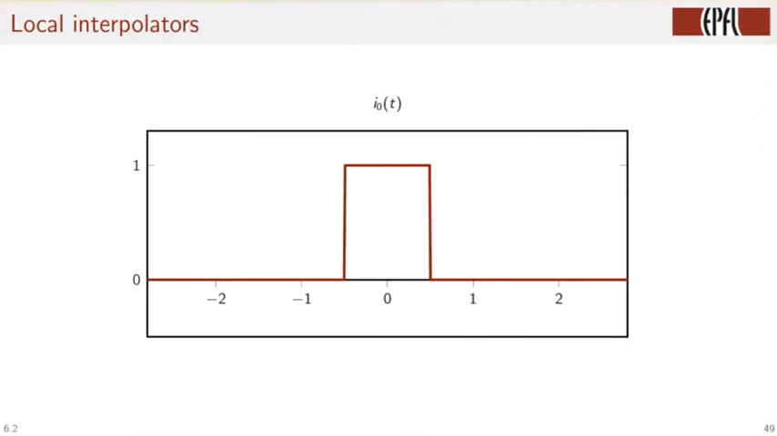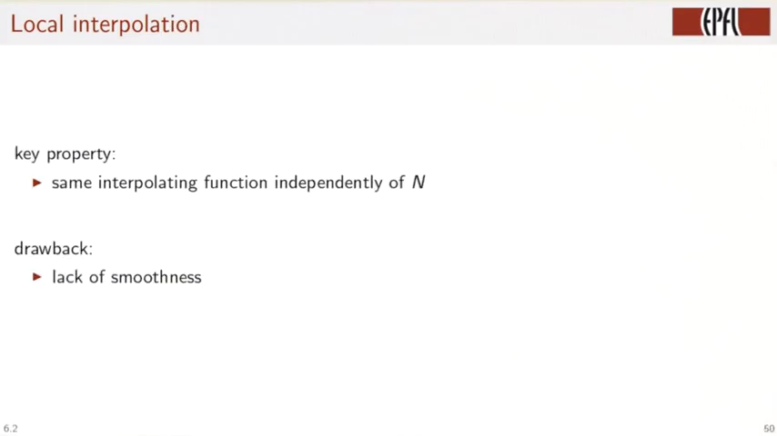Let's look at these 3 interpolation kernels again. So first, the box or rectangle function. Second, the triangle function. Third, the cubic interpolator. You can see they become larger and smoother. The key properties of these local interpolators are the following. It's the same interpolation function independently of n and independently of location. This was not the case of Lagrange interpolation. Another advantage is the short support of the interpolation kernel. The drawback is the lack of smoothness.